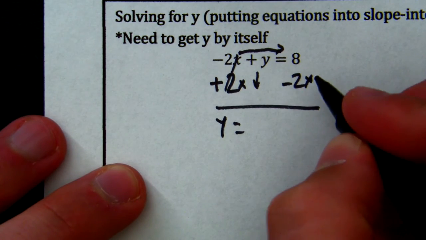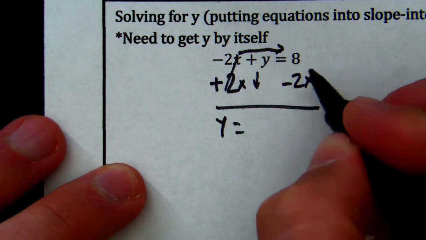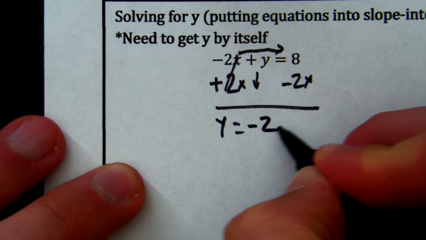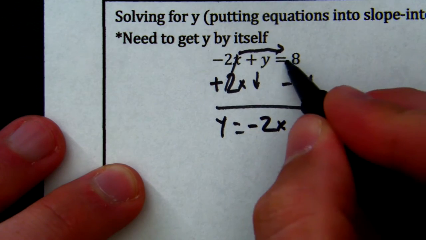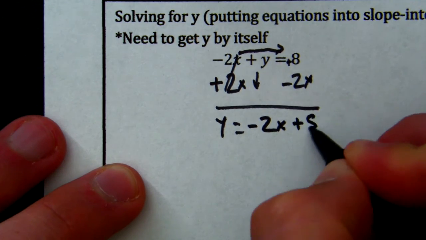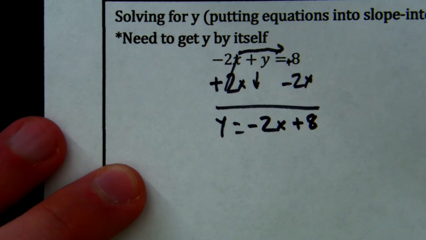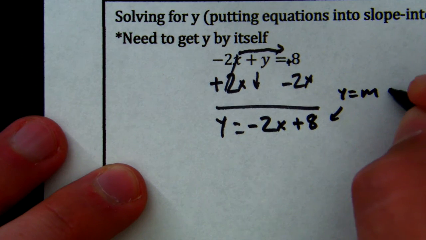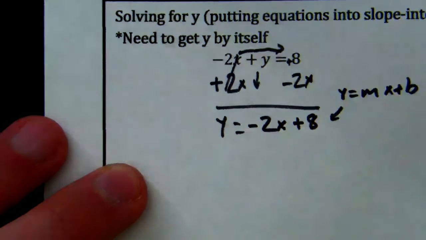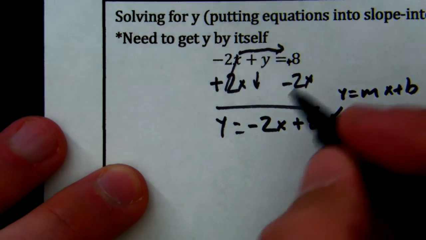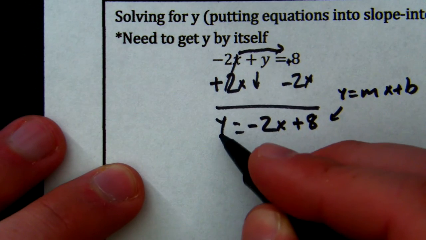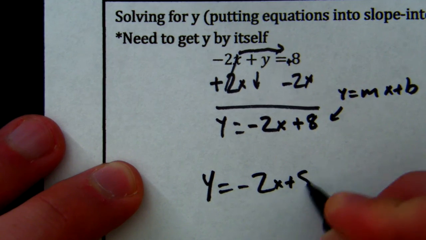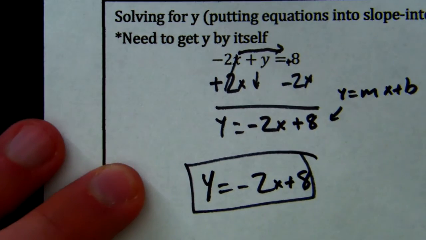So what we want to do is we want to put the x first, so negative 2x. And this is a positive 8 because there's no sign in front, so we're going to say plus 8 just like that. Because we want this to mirror y equals mx plus b. We want that x to come first, so we say y equals negative 2x plus 8. Now there's nothing left on the left side, so our final equation, y equals negative 2x plus 8. That would be an equation solved for y.